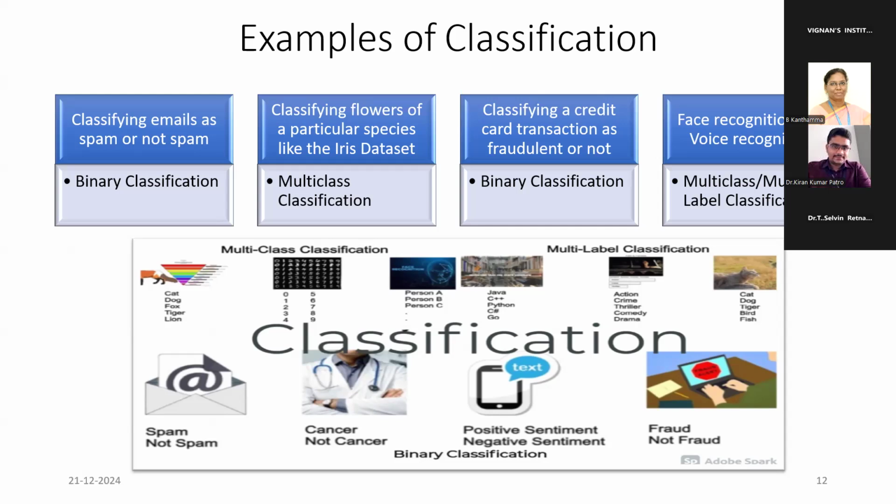If you see the example, suppose you classify cat, dog, fox, tiger, lion, all of which are animals. On the right side, we have cat, dog, tiger, bird, and fish. In between there is a bird, so this is called multi-label. Among the animals, you have a bird also. If you classify like that, then it is called multi-label classification. In both types, you categorize more than 2 class labels.